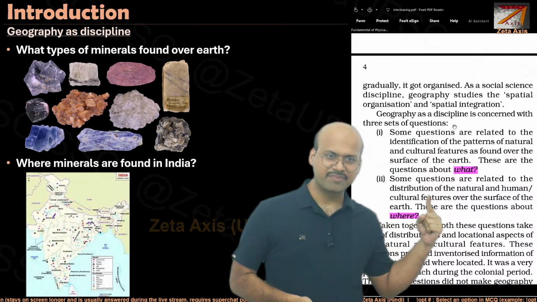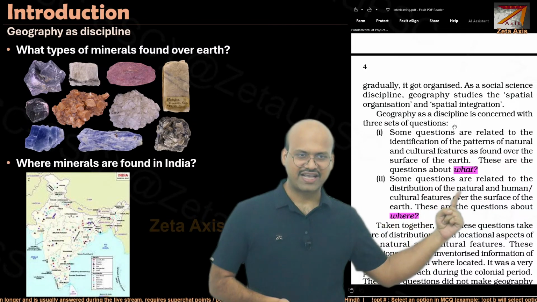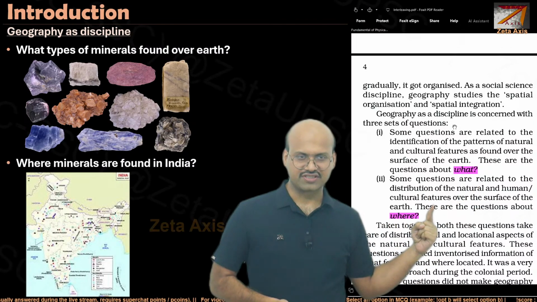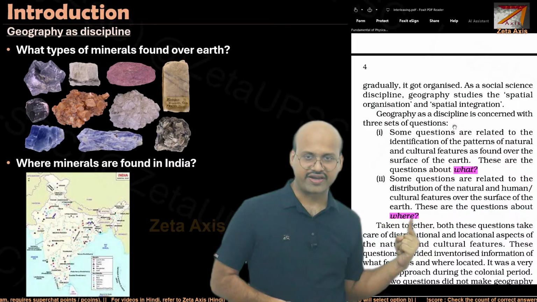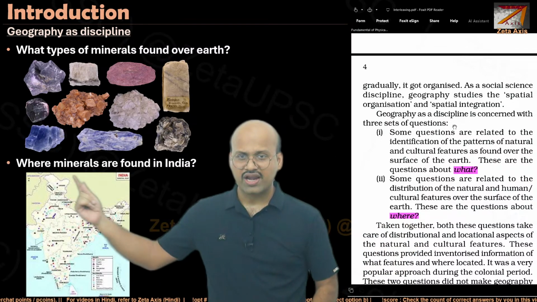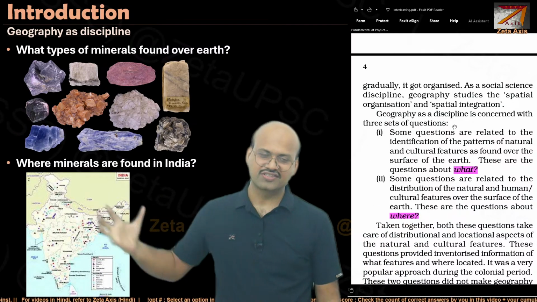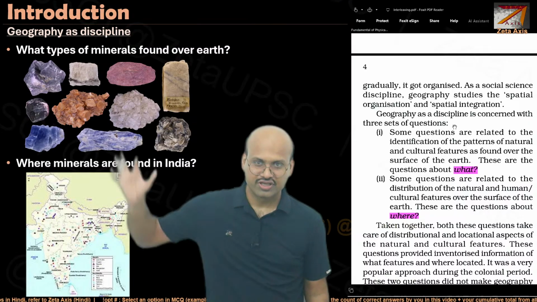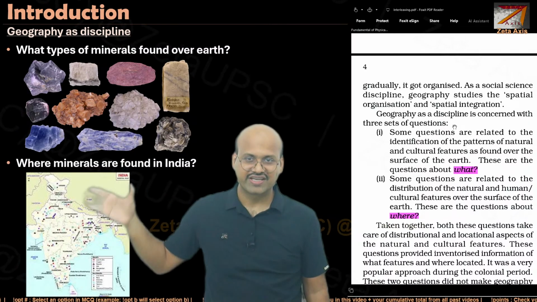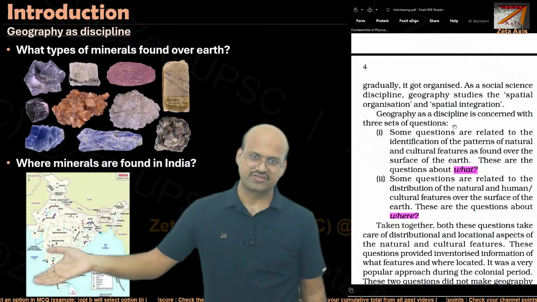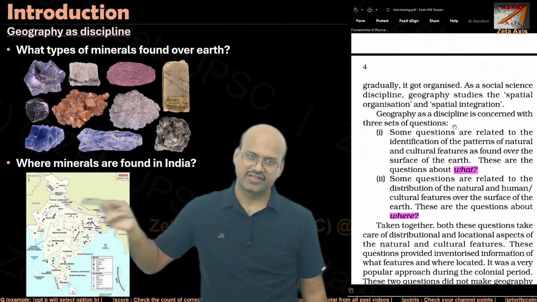Now it says that some questions are related to the distribution of natural and human cultural features over the surface of the earth. That is where. So now if you ask, where are the minerals found in India? Say like, where are the coal minerals found in India? So here we are studying what are the minerals found on earth. Here we are studying where those particular minerals are found. So what and where, these are the two questions.